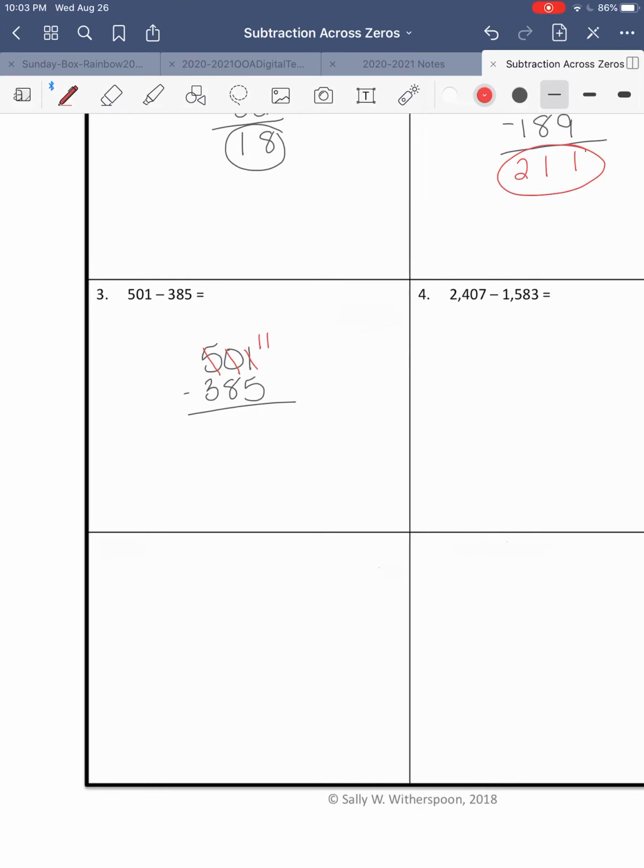my 5. My 5 becomes a 4. My 0 then became a 10, but just like on the last problem, it had to actually drop down to a 9 so that I could make this 1 become an 11. Then I do 11 minus 5 is 6. 9 minus 8 is 1. And 4 minus 3 is 1. So I get 116.